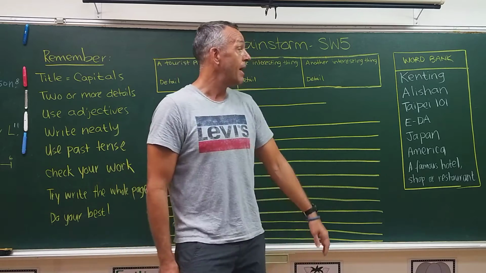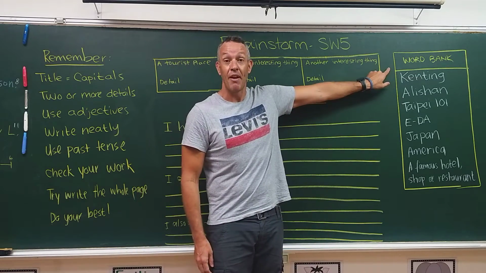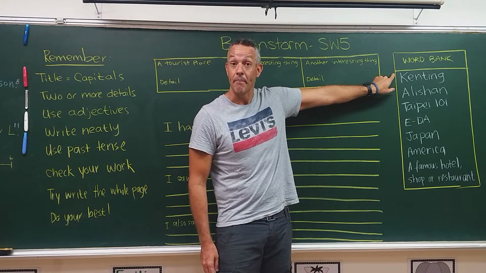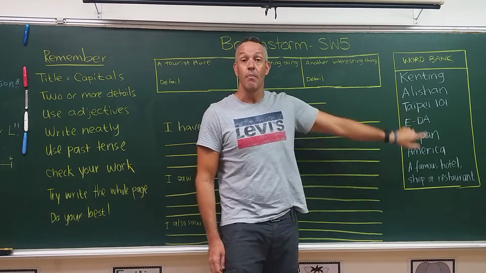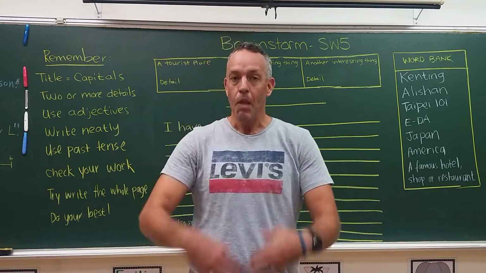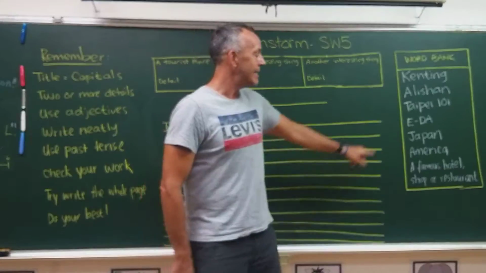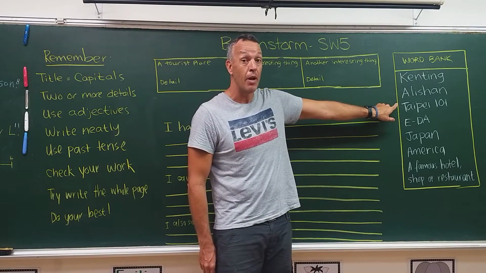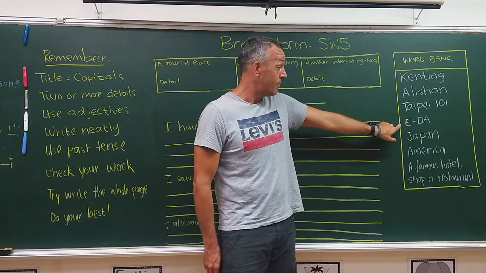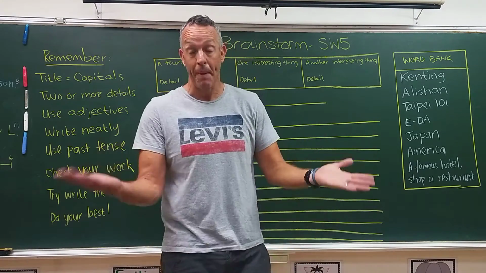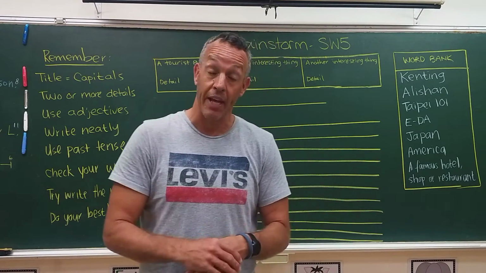For example, you might write about my favorite place in Taiwan, in Kending, down at the beach. Some of you might have been to Alishan, gone to look at the mountains and the beautiful tall trees there. Some of you might have visited Taipei or Taipei 101 or Ida in Kaohsiung. Yeah? Some of you might have been to Japan or America or another country.